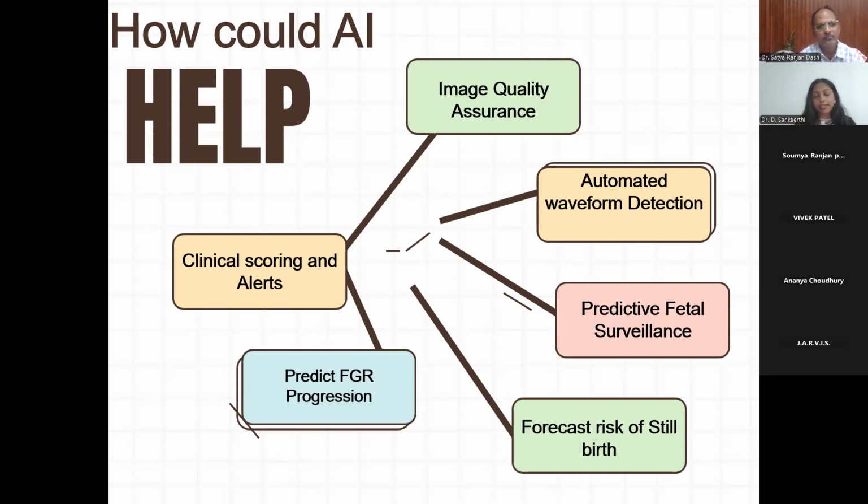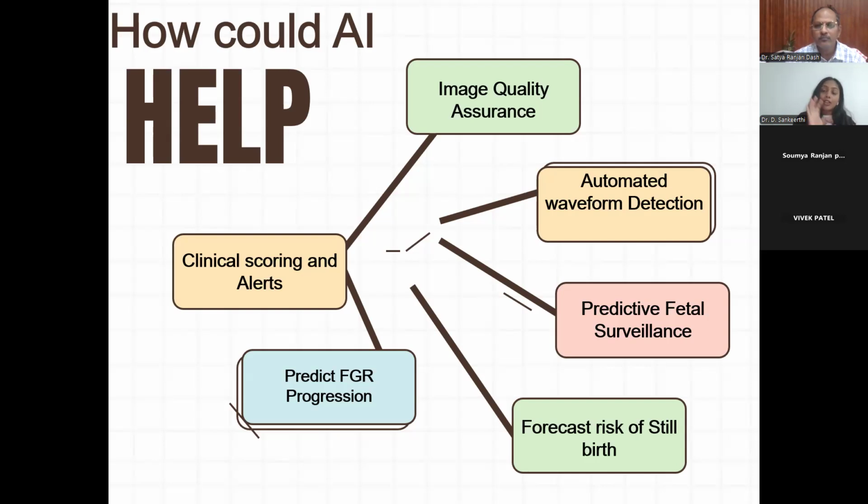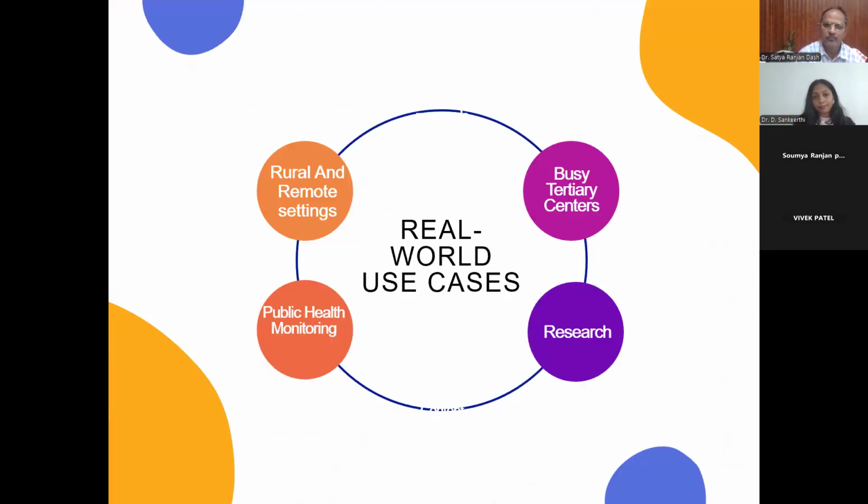So maybe it can help us to shift from, as I said, reactive obstetrics to predictive obstetrics. It can also help to predict growth restriction progression, as in once it onsets and the baby is not able to grow anymore, it can help us predict at what rate this baby is going to grow, which could maybe lead us to change our decision on how long we want to wait before we end this pregnancy.